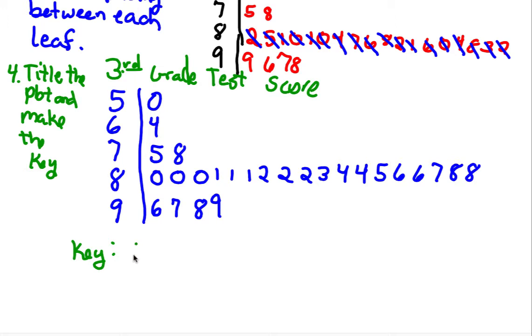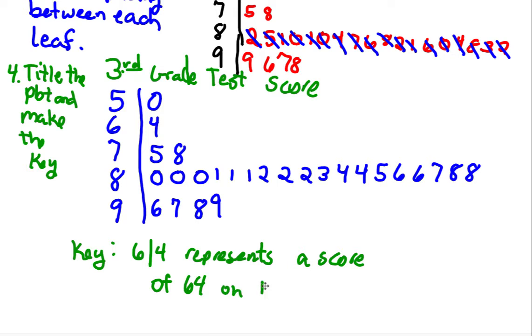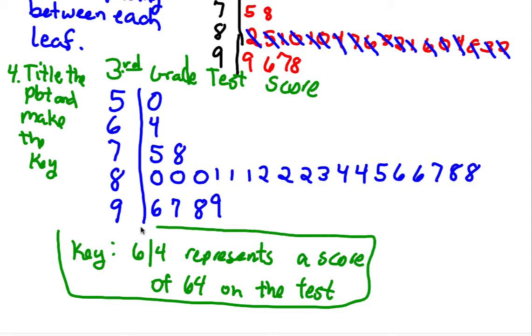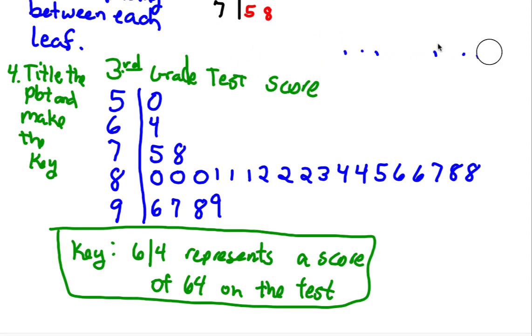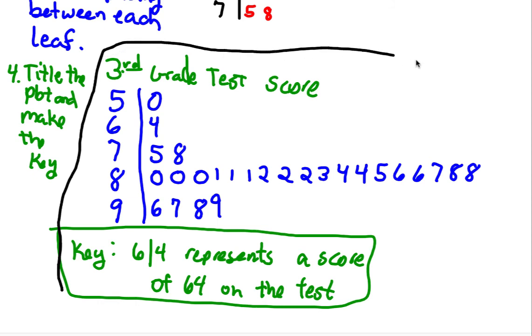On the key, I just pick one data point on here, any one, it doesn't matter which one you do. I pick the 6 line 4, and then I want to say that represents a score of 64 on the test. So notice I take the 6 vertical line 4 and translate that to 64. Sometimes it might be 6.4 or 6.40. So you need to make sure that the translation, the key that you write on your stem plot, is extremely important. Because I kind of smushed it in here, I'm going to box it in black so that you can see this is actually what a stem plot looks like.